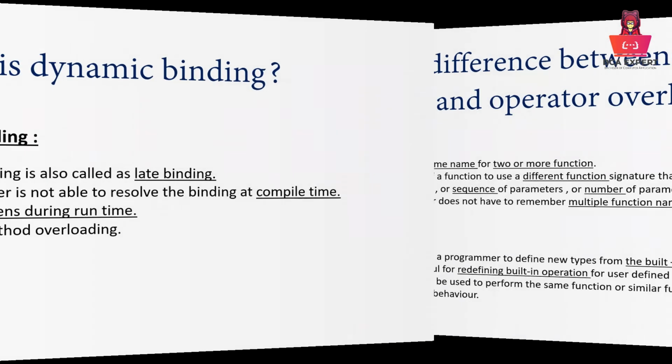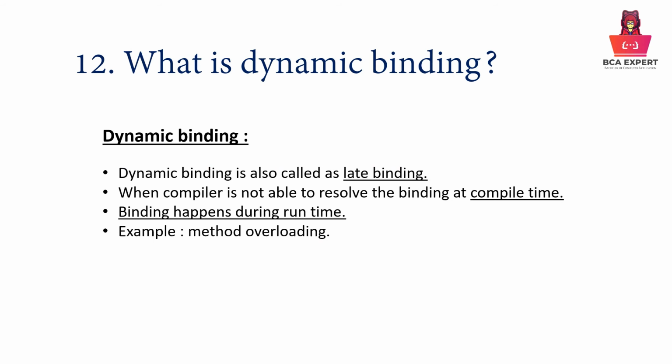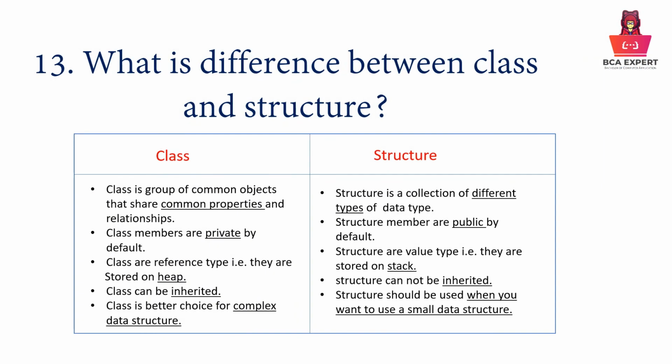The next one, what is dynamic binding? Dynamic binding is also called late binding. It happens when the compiler is not able to resolve the binding at compile time. Binding happens during the runtime. For example, method overriding. So next one, what is the difference between class and structure?